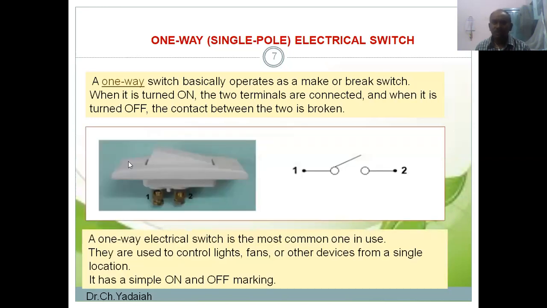For example, this is the first type of the switches. Terminal 1 is indicated here, terminal 2 is indicated here, and it is the symbolic representation of the switch. Inside it has two copper metallic strips with spring action, and one strip is connected between the two contacts. So it is a normally open condition.